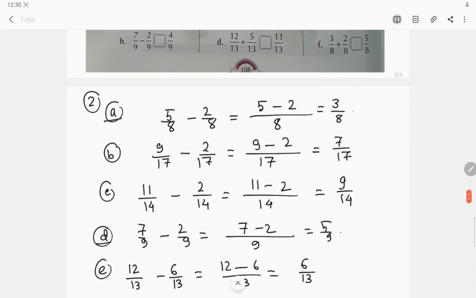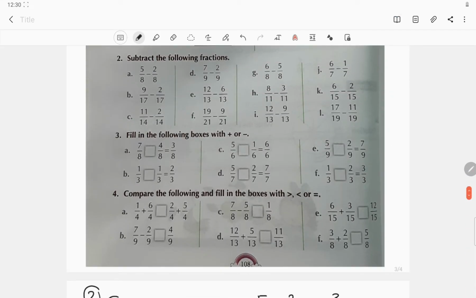Now I'm coming to the next portion, that is question number 3. Fill in the following boxes with plus or minus. If I choose question number 3a, it is given 7 by 8 and another fraction 4 by 8, and the result is 3 by 8. That means here it will be plus or minus. If I add, then it will be 7 plus 4, it means 11, but the result given is 3 by 8, so it must be minus, because 7 minus 4 is 3.